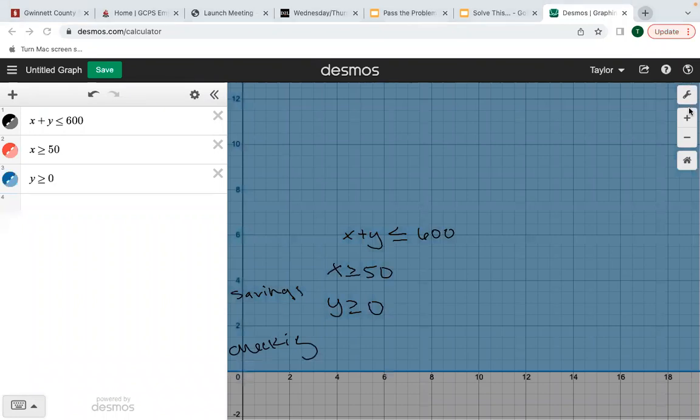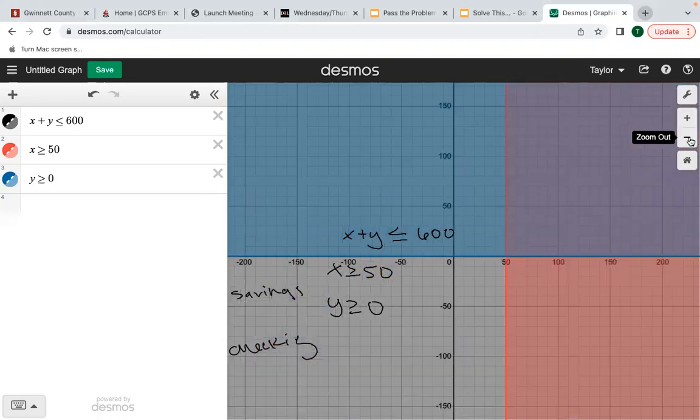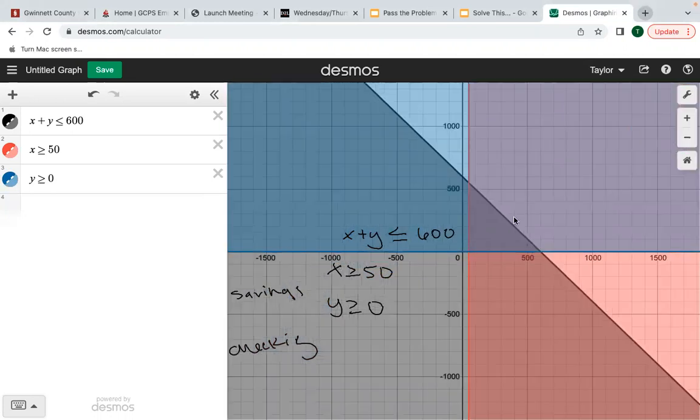And I can't see my little zoom out button because it's all the way over there. There we go. Okay, so that little triangle piece that we've got going on is where our solutions lie. So it's going to be inside that little triangle.